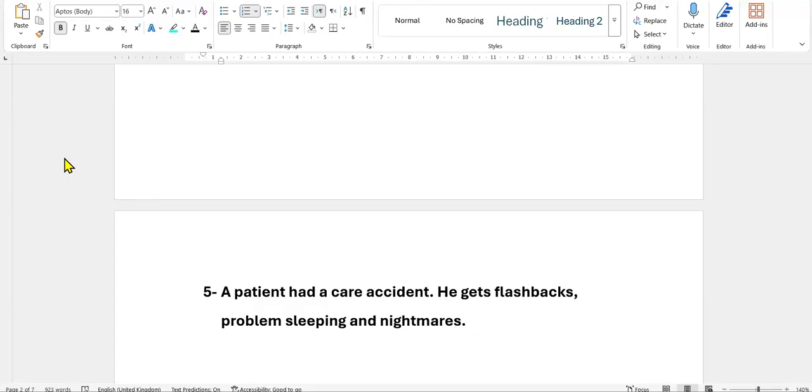Maybe the sleeping is not the main problem in his condition. He just wants to know what he has. So always make sure that you give the diagnosis, check the understanding of the patient, and give a space for the patient to ask some questions.